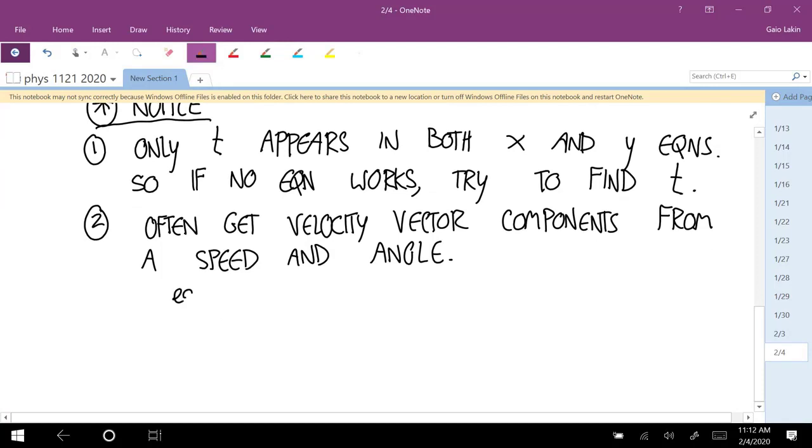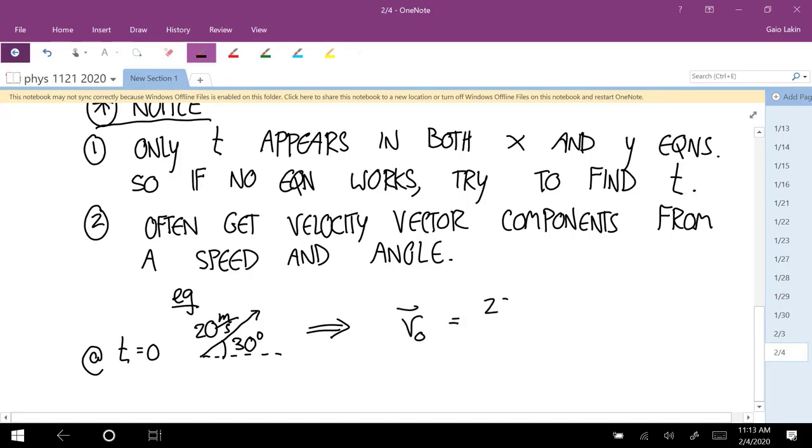So for example, if you know that an object is launched at 20 meters per second at an angle of 30 degrees above horizontal, then that velocity, so say this represents time equals 0, then our initial velocity vector is going to be 20 times the cosine of 30 degrees, 20 times the sine of 30 degrees. Okay, that's going to be really common.